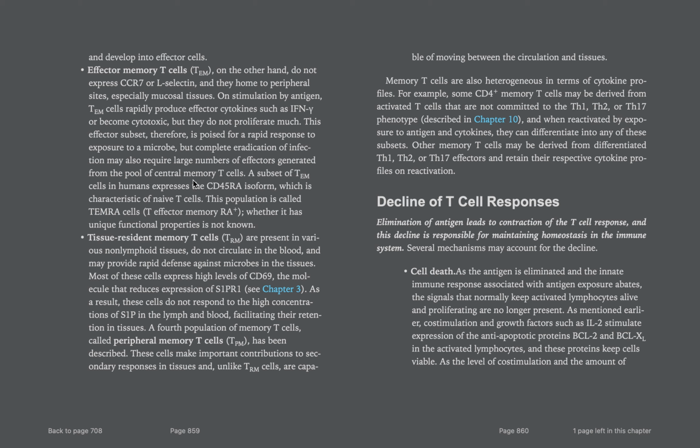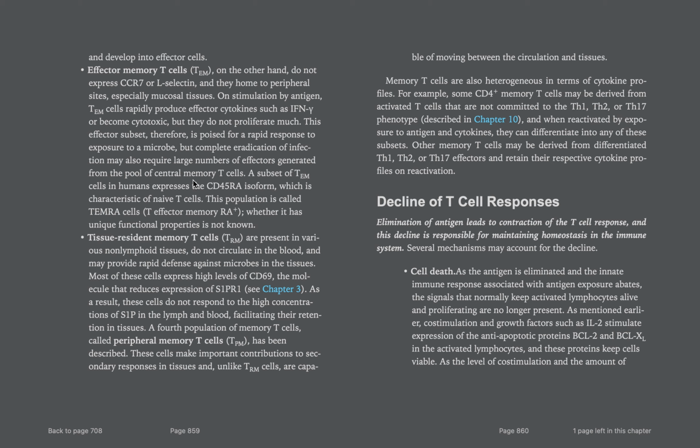memory T cells. A subset of T effector cells in humans expresses the CD45RA isoform, which is characteristic of naive T cells. This population is called the TEMRA cell, the T effector memory RA cell, and they may also have unique functions or properties not yet known. We have tissue resident memory T cells. These are present in various non-lymphoid tissues, do not circulate in the blood, and may provide a rapid defense against microbes in the tissue.